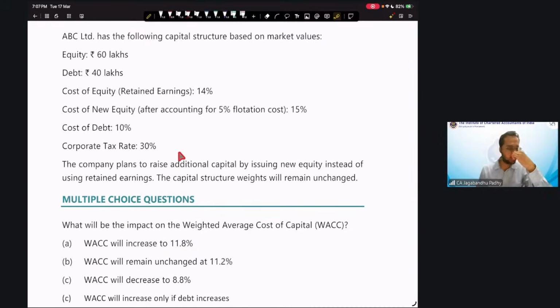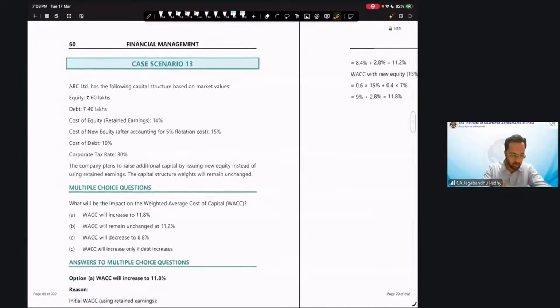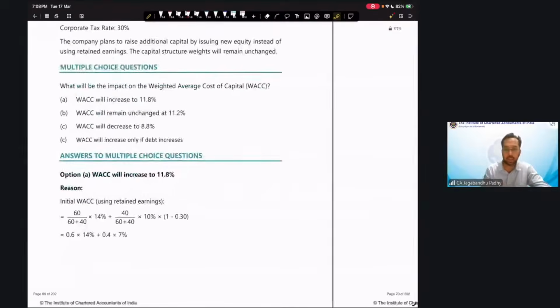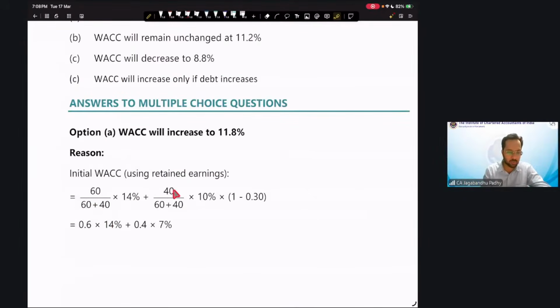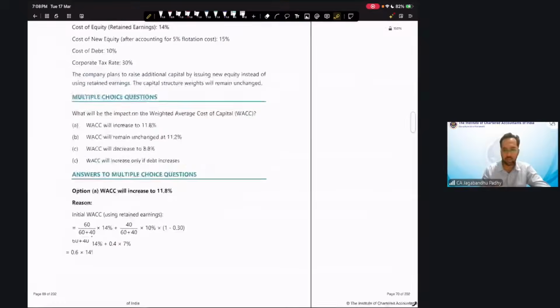Okay. So now currently we have equity and debt with 14% and 10%. Now, what's going to be the impact on the cost of equity if you're going to raise additional capital by issuing new equity instead of using retained earnings? So if you're going to issue new equity shares, the cost of equity is anyways going to change. The initial WACC using retained earnings would be like 60 out of 100 into 14% plus 40 out of 100 into 10 into 1 minus T. So currently your initial WACC is 11.2.